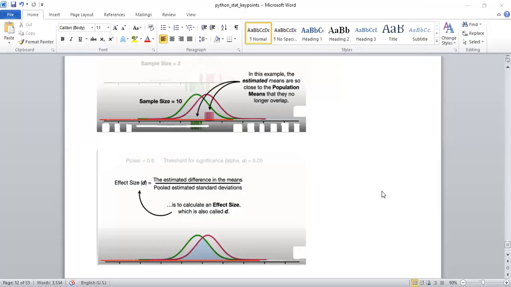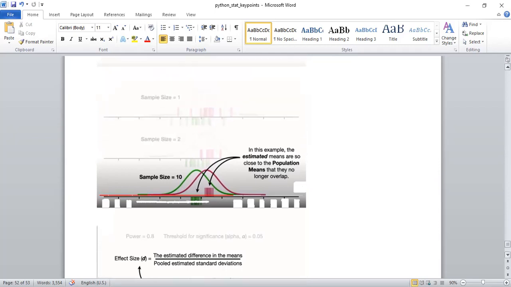Now look how this alpha matters. Obviously, when alpha gets increased, your power also gets increased because your beta gets reduced. In the increase of alpha, your beta gets reduced, power gets increased. So when power gets increased, then you know that is your effect size.